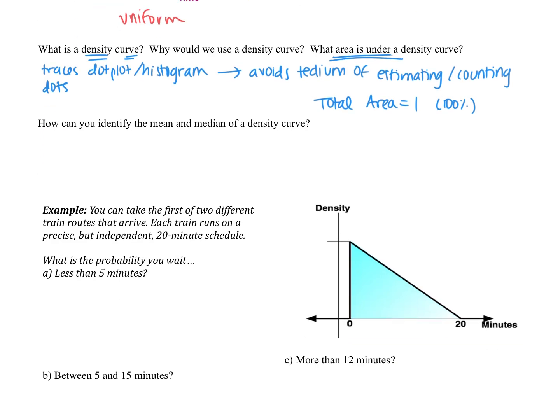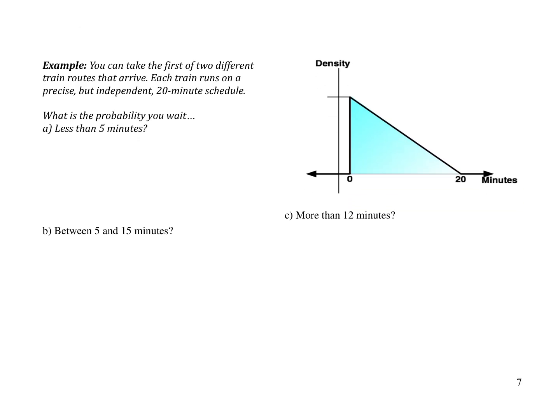We are going to do one last example. This example is a density curve. So you've got to imagine as if there were a dot plot there. And you'll notice density is on the y-axis. Density is kind of like relative frequency.